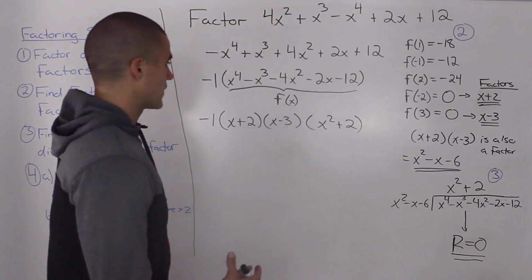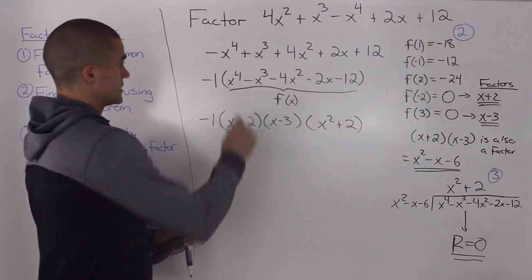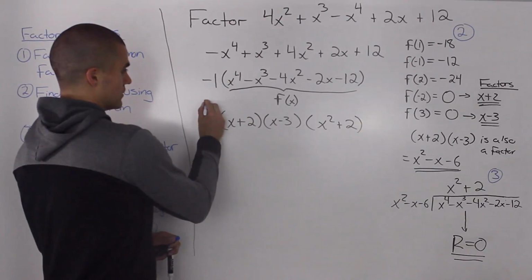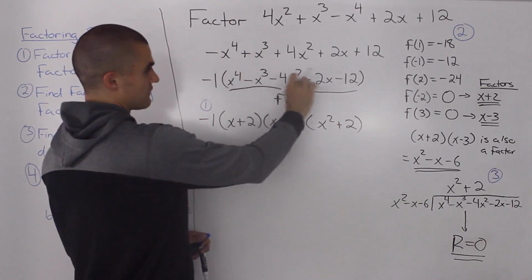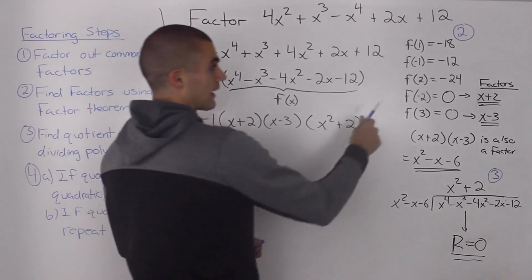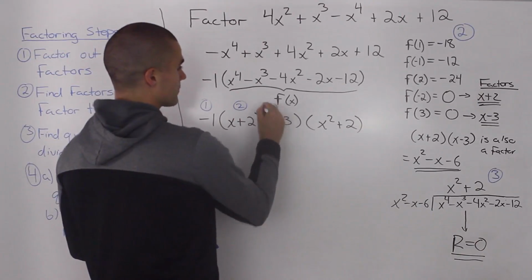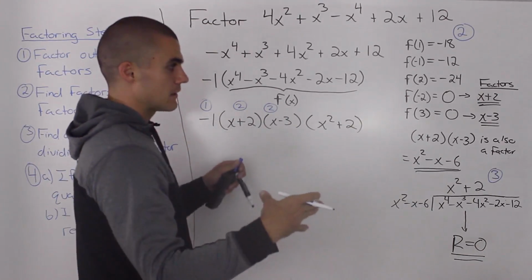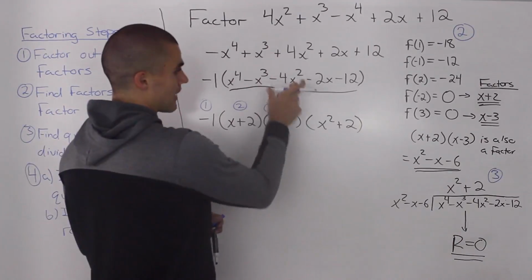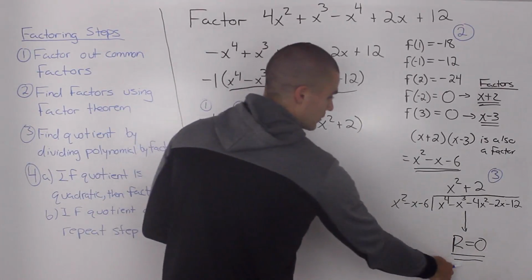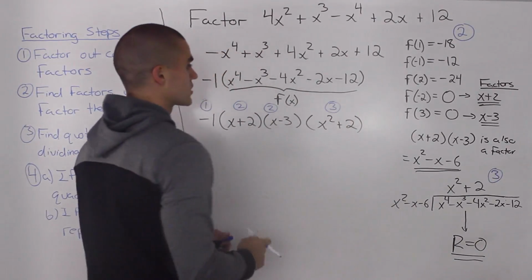So seeing so far where we have come in the factoring process, initially in step 1 what we did was we factored out this negative 1. So this negative 1 here was step 1. And then in step 2, what we did is we used the factor theorem to find factors of f of x using trial and error. And we ended up getting x plus 2 and x minus 3 being factors. So these were found in step 2. And then the shortcut that we did was that we combined both factors to x squared minus x minus 6. And then we divided that polynomial by that factor. And making sure that we get a remainder 0, we know that the quotient that we ended up getting in step 3 was correct.